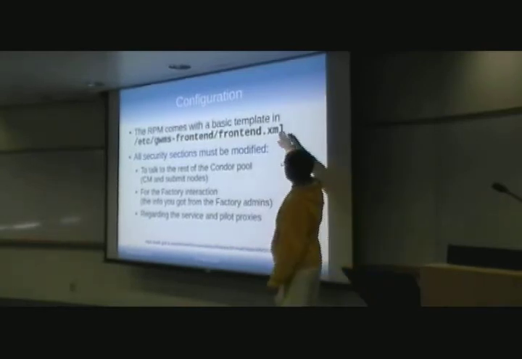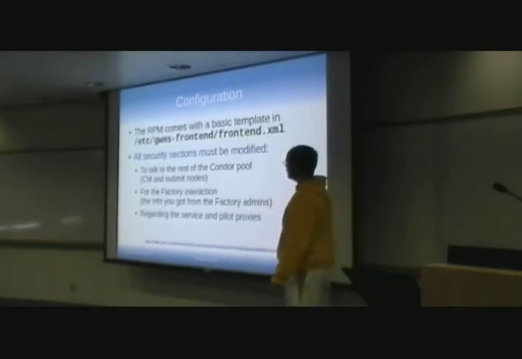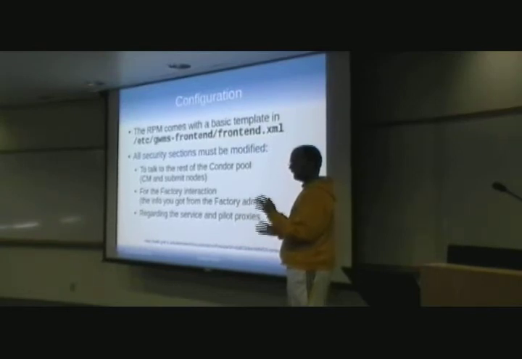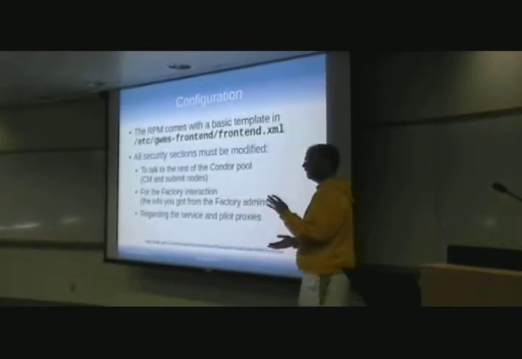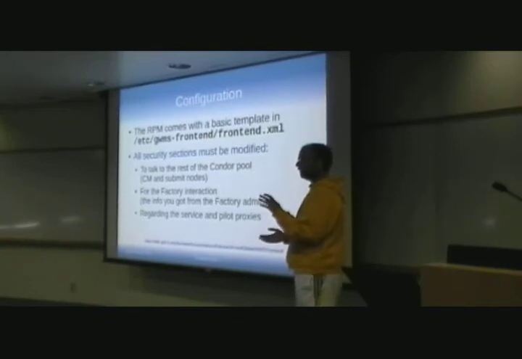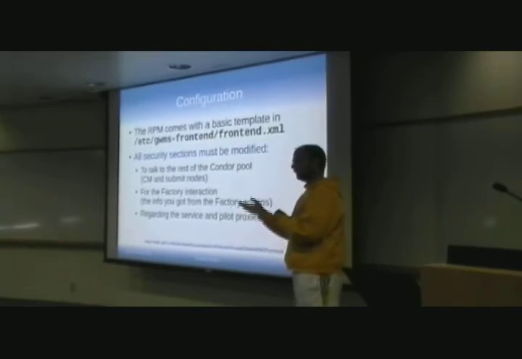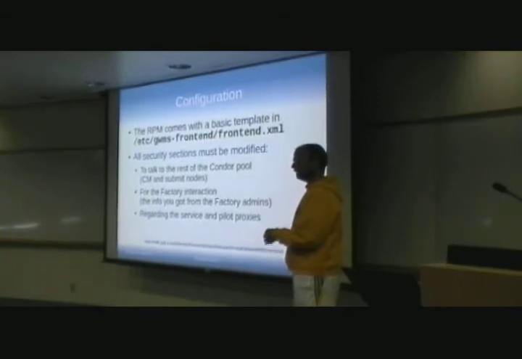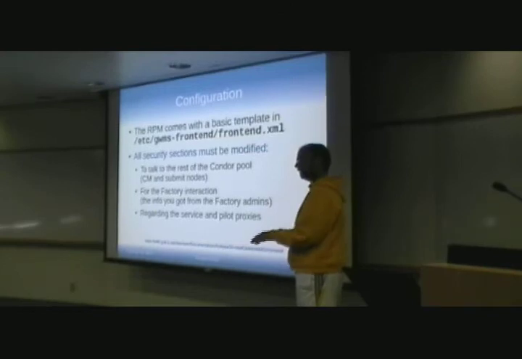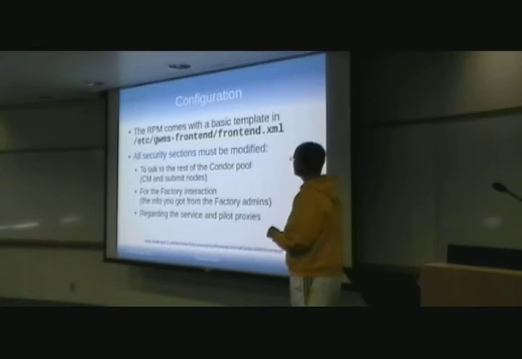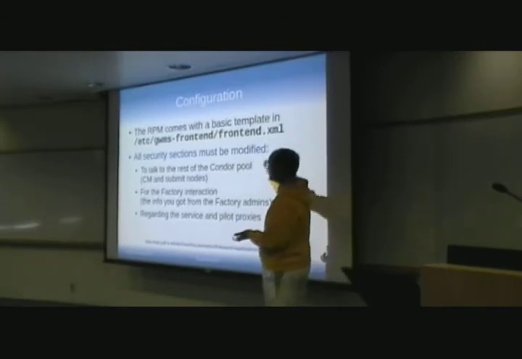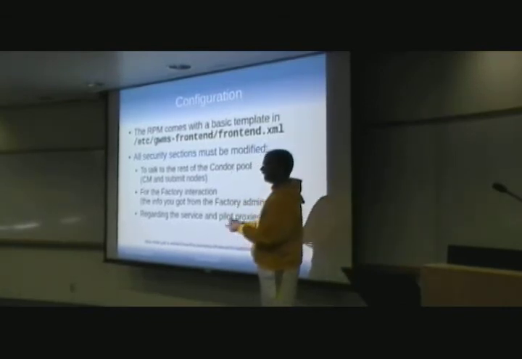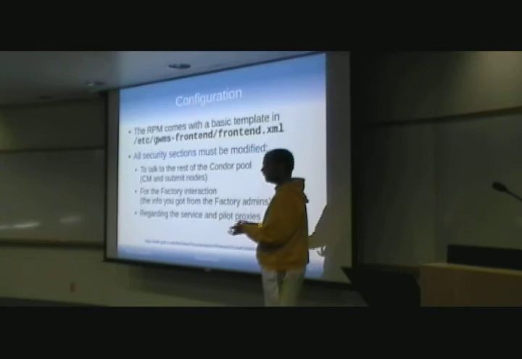You get the basic frontend.xml that's a slightly less user-friendly version of what you get from the installer. The less user-friendly part is that instead of being asked for the fields that you then put in the XML file, you have to go in it and it says replace here, replace here, replace here, and you have to, with the editor, replace the right fields in the right places. Essentially what needs to be modified is the security sections. How to talk to the rest of the Condor pool, where are the central managers, where are the submit nodes. As I said, instead of being asked, you have to do it yourself.